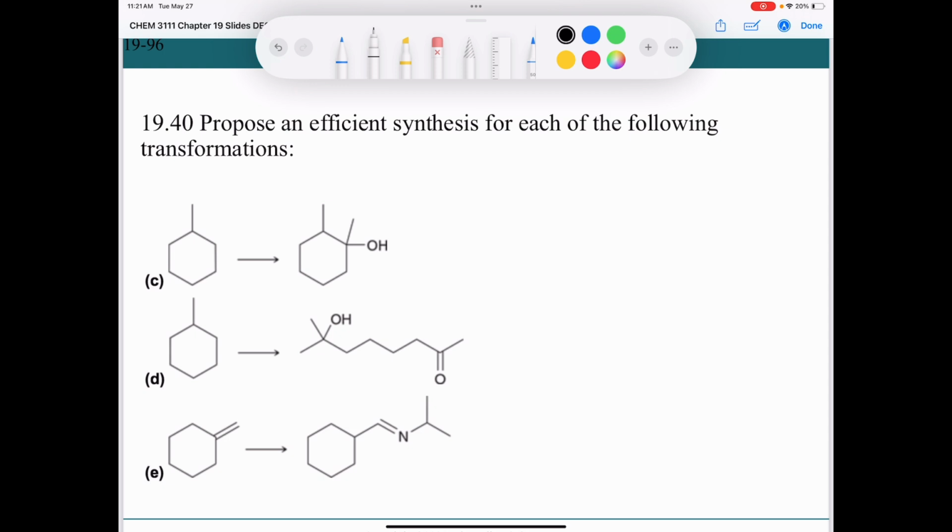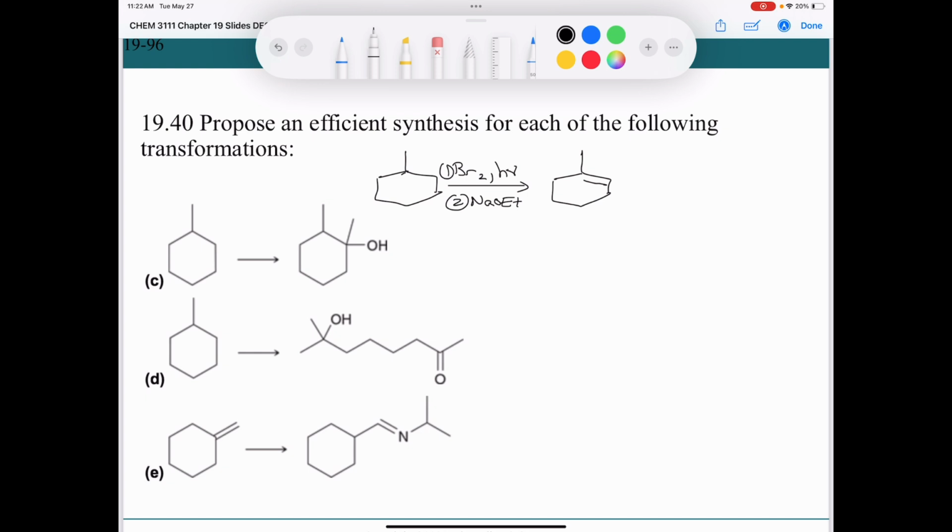So let's start our synthesis. The first step is going to be bromination. So for that, we're going to use bromine and light. Then we'll make the alkene using an unhindered base like sodium methoxide. That would give us the alkene that we want.